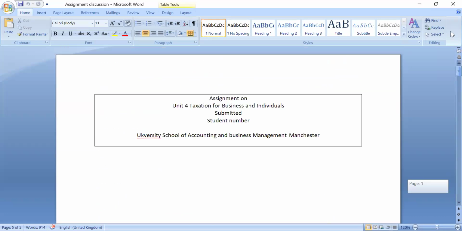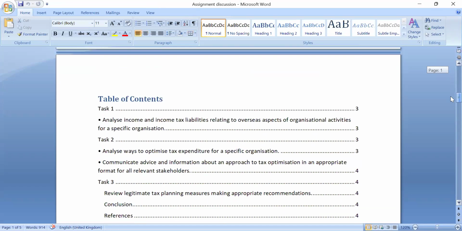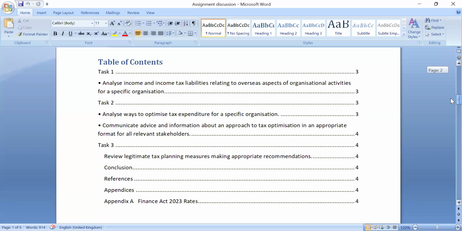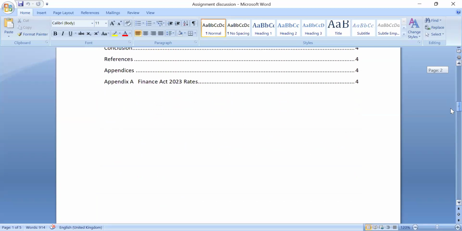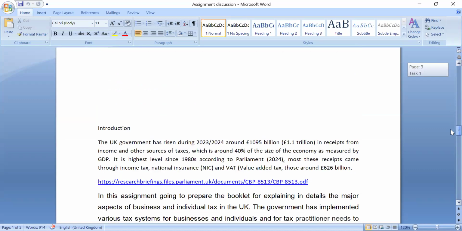For any assignment, it is always good to have a cover page. You can create a cover page like: assignment on Unit 4, Taxation for a Business and Individual, submitted by student number, UK University School of Accounting and Finance, Manchester campus. Then we can look at the table of contents, which I'll demonstrate how to create. With any assignment you do, the first thing you should have is a little introduction about the assignment.